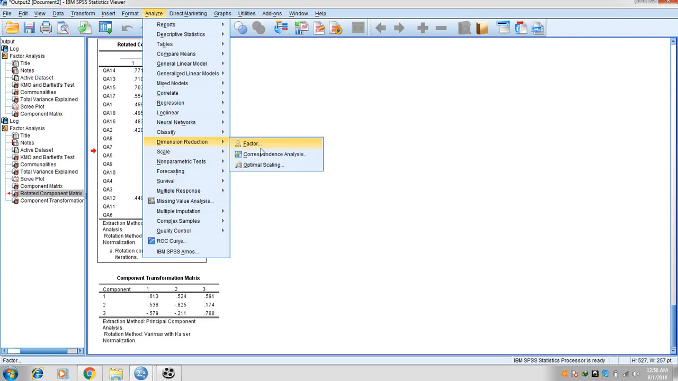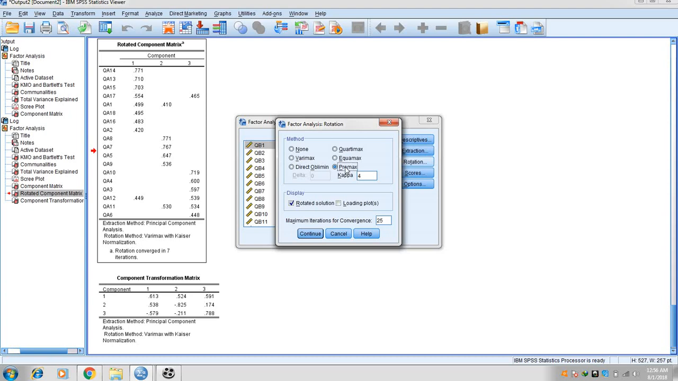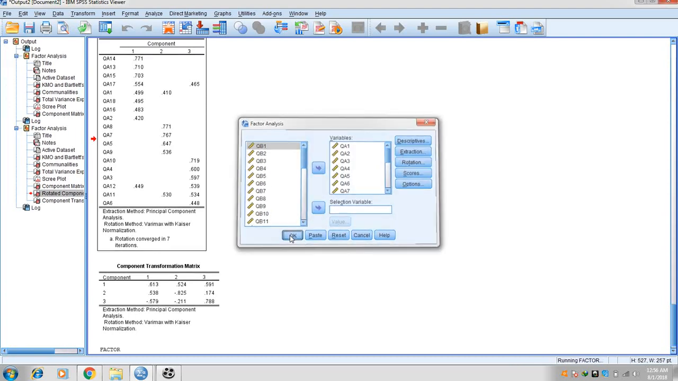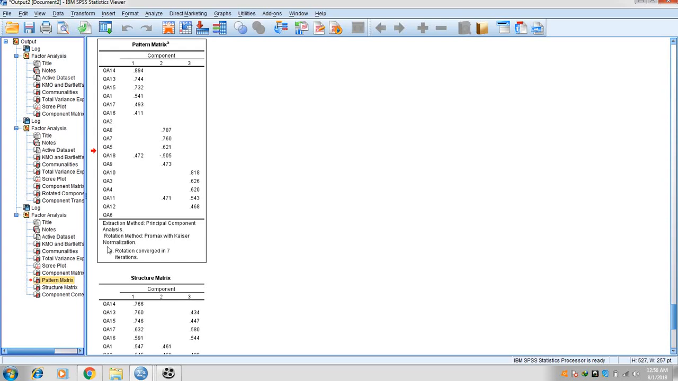So we have to go to Analyze, Dimension Reduction and Factor. In rotation you have to check Promax, continue and OK. Promax and Varimax: when there is no correlation between the items, Varimax should be used, and when there is correlation between the items, then we use Promax. Okay, so in Promax we don't go for the rotated component matrix, it will produce a pattern matrix. In the pattern matrix we can see that there are 2 items which are problematic, where there is a cross loading, 18 and 11.